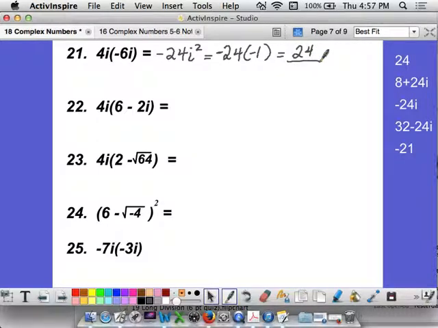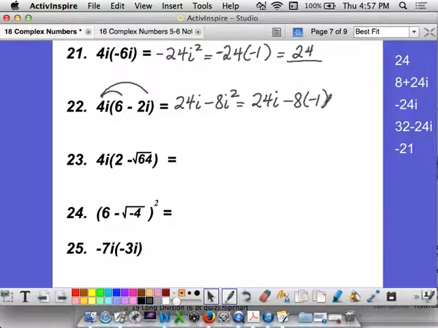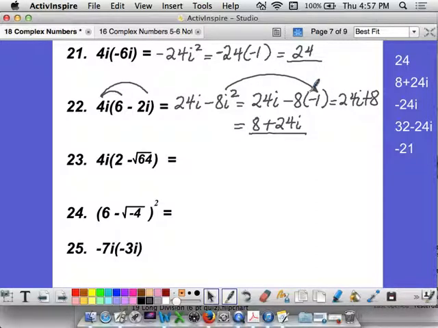On number 22, I'm going to distribute the 4i. 4i times 6 is 24i. 4i times negative 2i is negative 8i squared. But 24i minus 8 times negative 1 is 24i plus 8. However, this is not in standard form, so my final answer is 8 plus 24i. It has to be written in standard form. And I remember that i squared right here is negative 1. Multiplying, you get that positive 8.